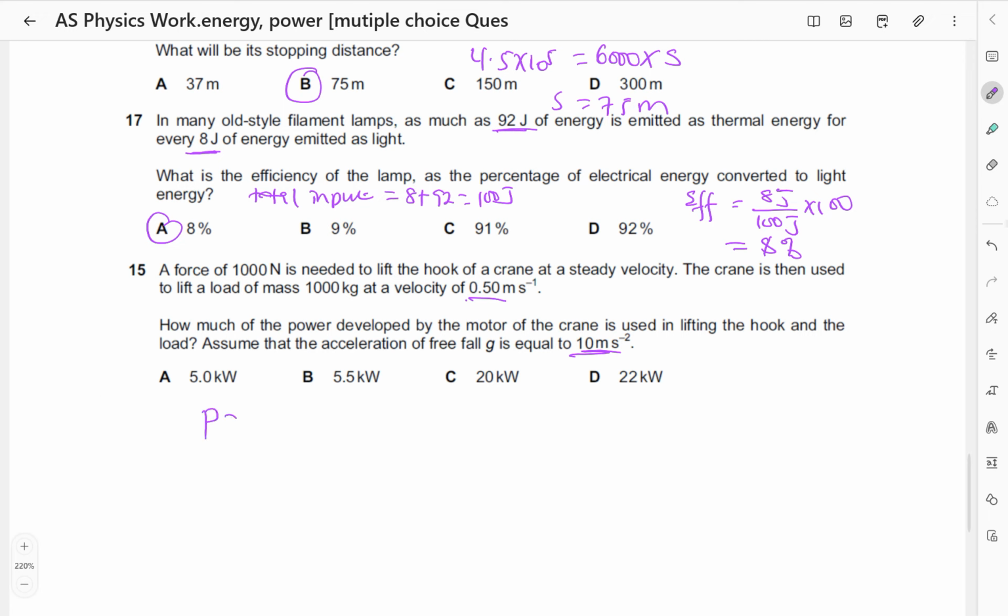We know that power is equal to force times velocity. All we need is the force. We are going to overcome the hook, and we're also going to overcome the weight of the load. So the total force is going to be the force needed to lift the hook alone, plus the force needed to overcome the weight of the load, which is going to be mg. So this will be 1,000 times g, which is said to be 10 in this case. So I think this one is 11,000 newtons. So the power is going to be equal to 11,000 times the velocity, which is 0.5.